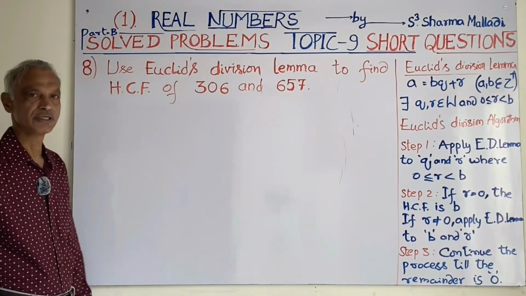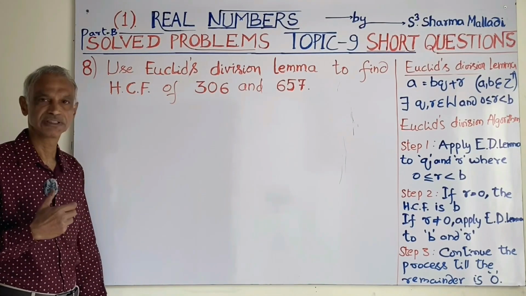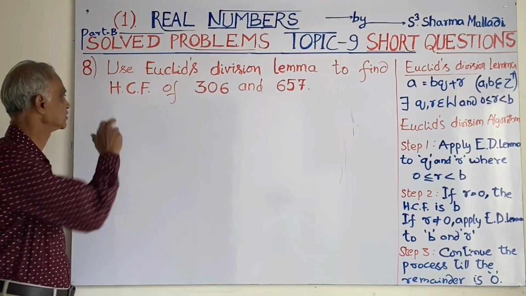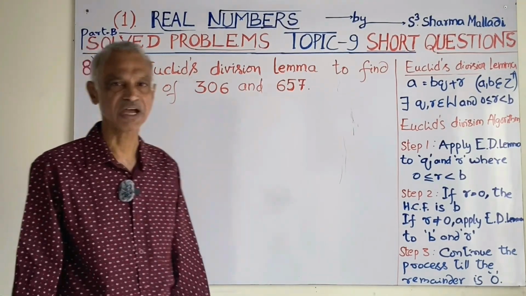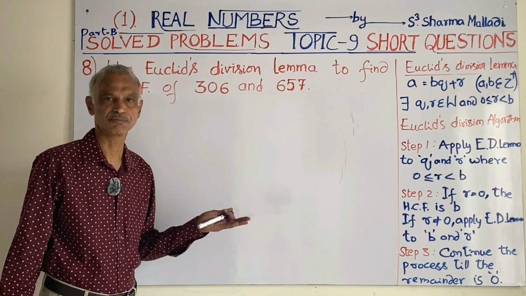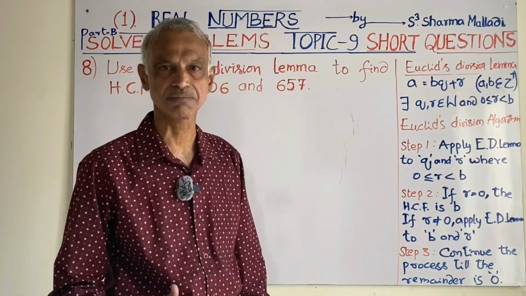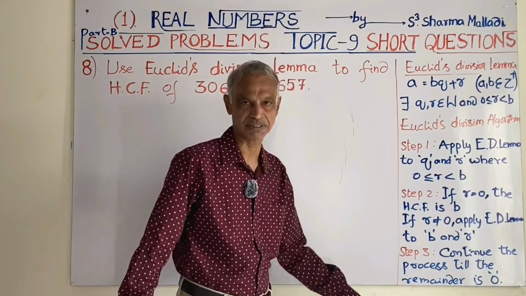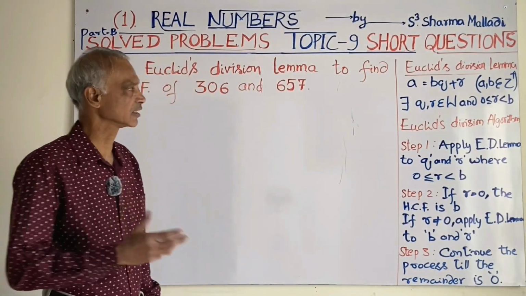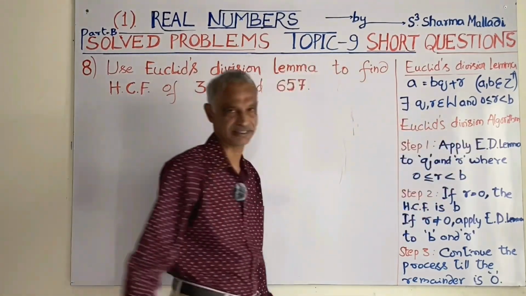Use Euclid's division lemma to find the HCF of 306 and 657. HCF means highest common factor. We have to use Euclid's division algorithm. A lemma is a proven statement used to prove other statements. Euclid's division lemma is a proven statement used to prove Euclid's division algorithm.